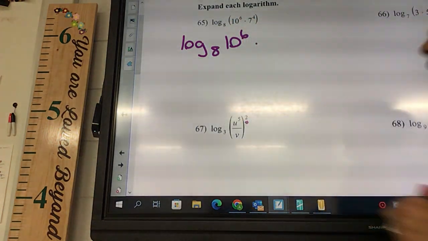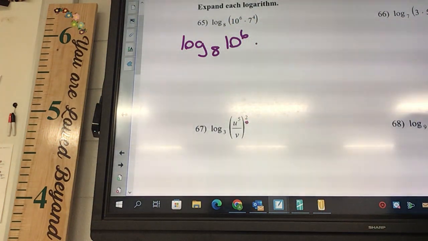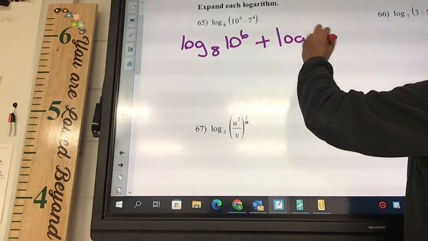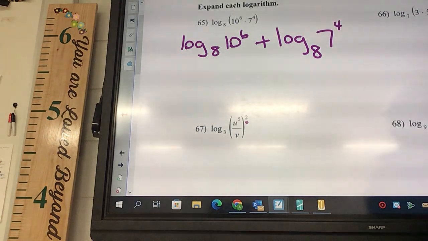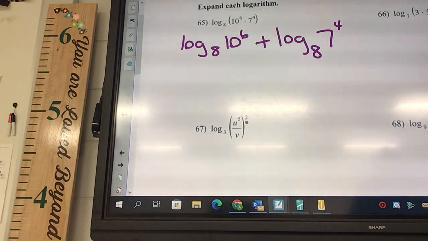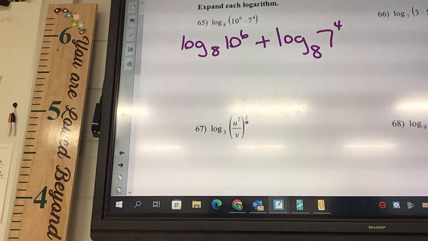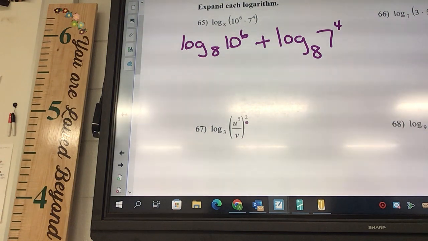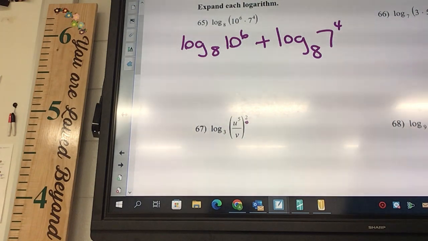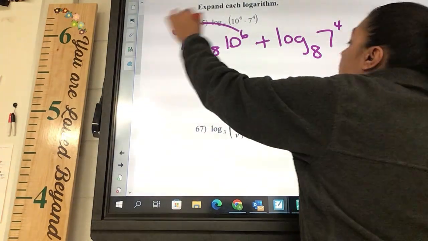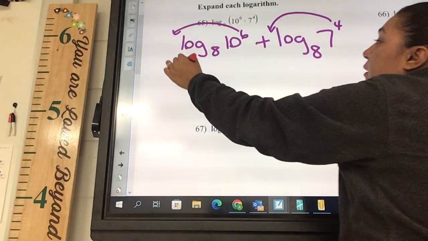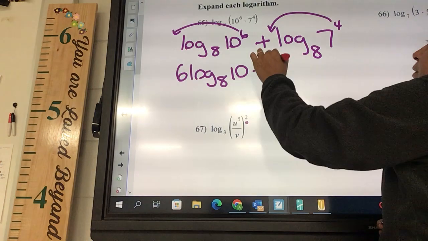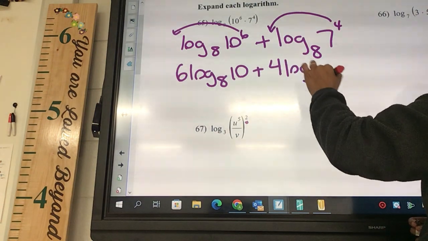What goes with multiplication? Addition. So it's going to be plus log 8 of 7 to the 4th. Okay, and this is almost done, but you do need to get rid of those powers. Where do the powers go? Out front. So this is going to go here, and this is going to go here. So it's going to look like 6 log 8 of 10 plus 4 log 8 of 7.